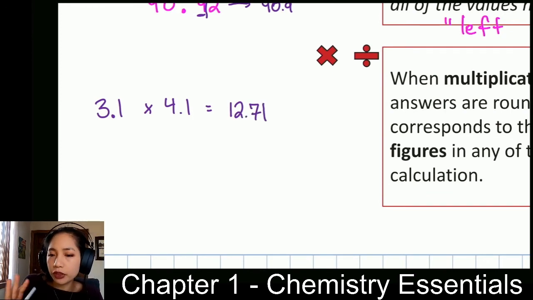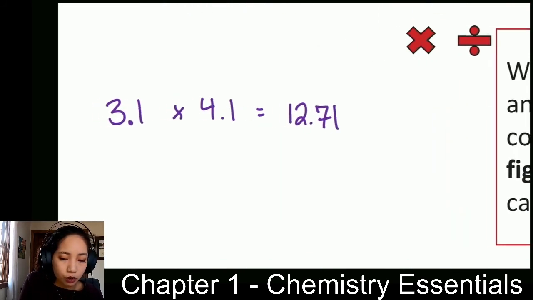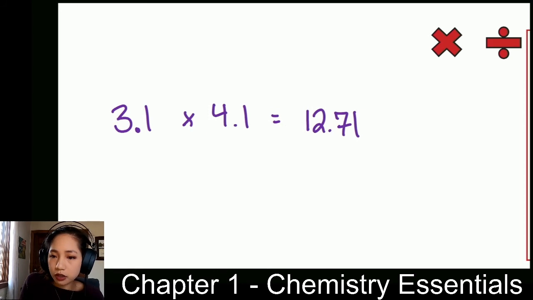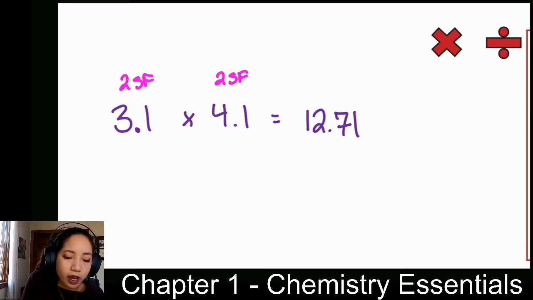But if you put that answer on a test, I would mark that wrong and take off points for significant figures, because you have not put any effort into trying to determine the number of significant figures in your answer. To do significant figures in multiplication, you need to count the number of sig figs in both of your inputs, the values you're multiplying together. So 3.1 has 2 sig figs. 4.1 also has 2 sig figs. So that means our answer needs to be rounded to 2 sig figs.